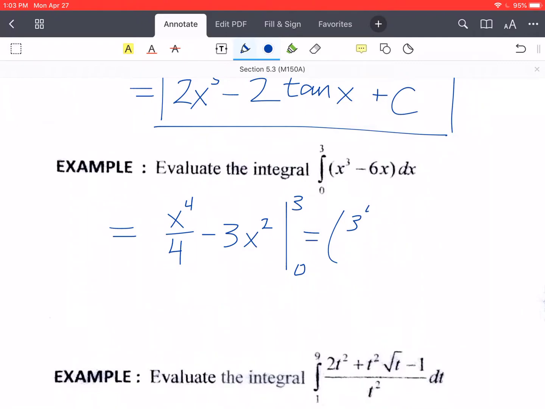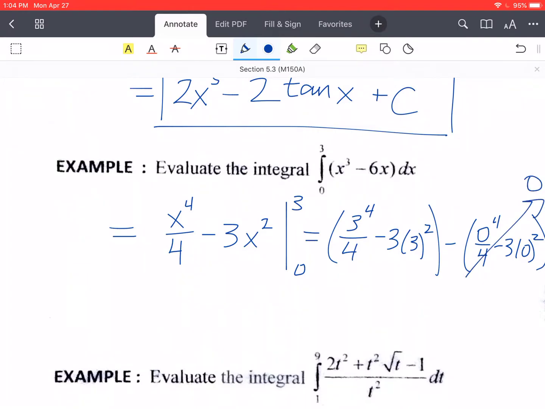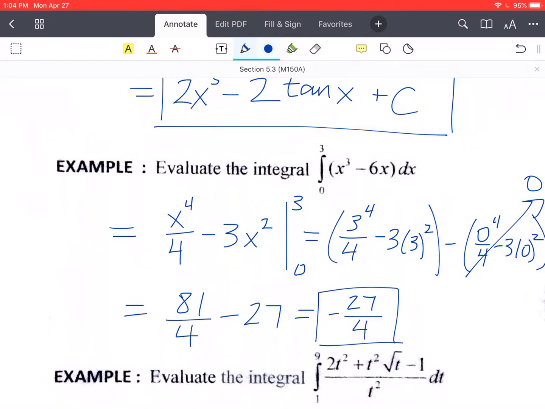Okay, so this one, let's evaluate this. So we have 3 to the fourth over 4 minus 3 times 3 squared, minus 0 to the fourth over 4 minus 3 times 0 squared. So that whole second term is going to be 0. You do want to write it out, though, because sometimes it won't be 0. And you never want to just assume that it's 0. Okay, so that's going to give us 3 to the fourth is 81 over 4 minus 3 cubed is 27, which gives us negative 27 over 4. And that would be the value for this integral.